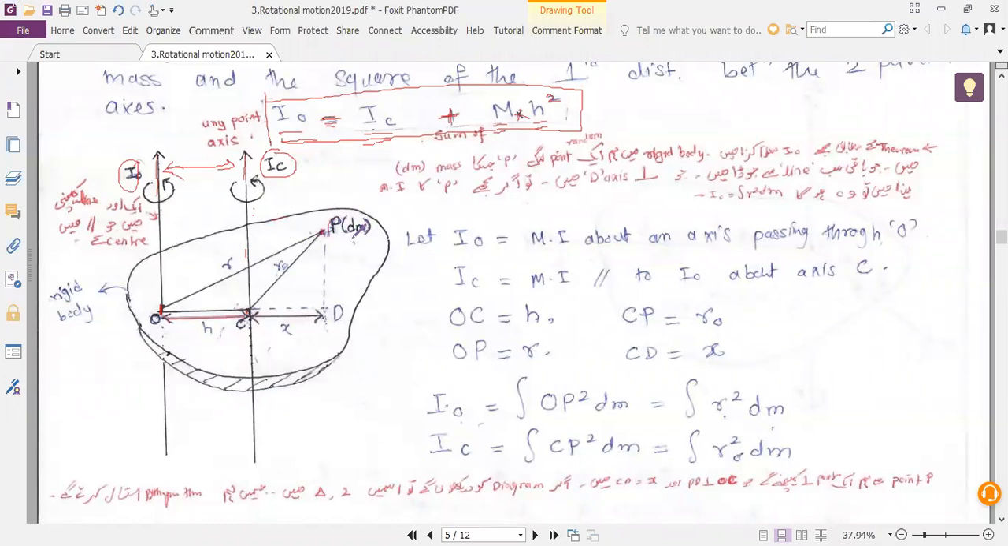So we assume here, suppose we have any mass at any place, and we represent that mass point by P. We know that the particle mass is very small, so it is represented by small dm. Why am I representing it as dm? Because the mass is always very, very small. So here I0 represents the moment of inertia passing through the point O. IC represents the moment of inertia which is parallel to this inertia and which is passing through the center C.